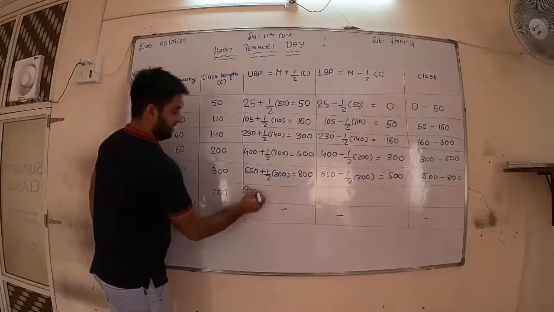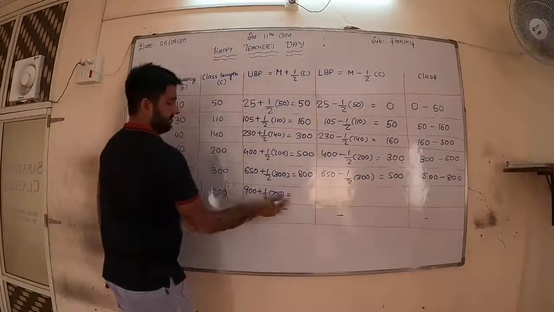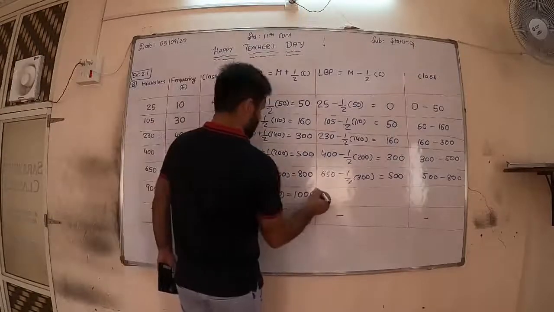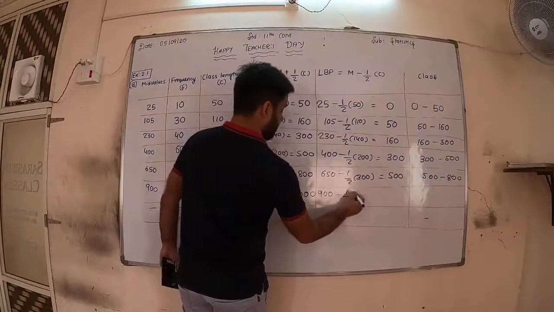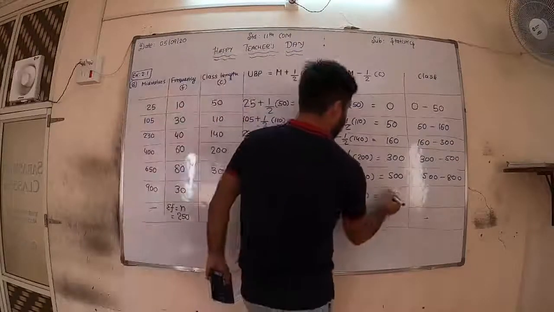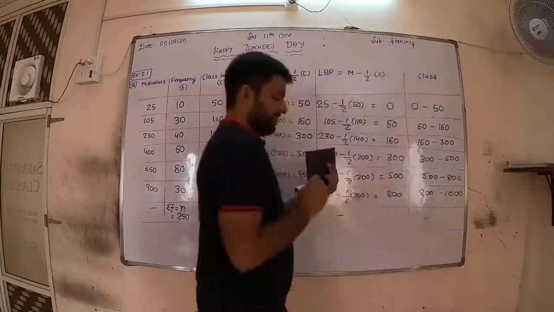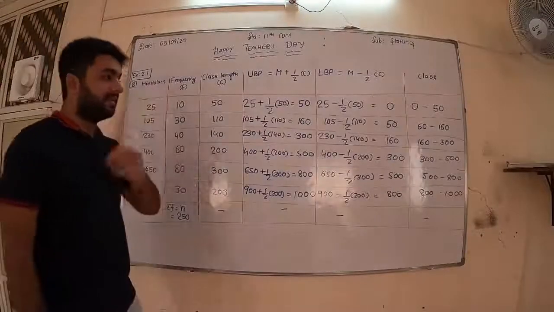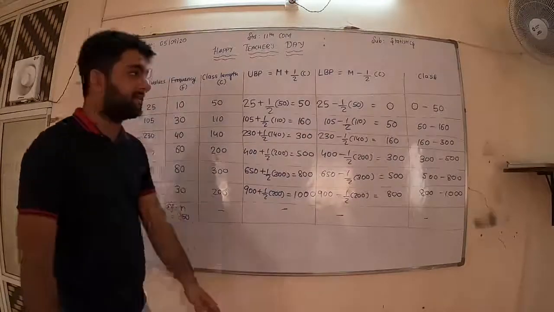Last, 900 plus 1 by 2 into 200. So it is 100, and it will be 1000. Why? 900 plus 100. Then 900 minus 1 by 2 into 200 will be 800. So 800 to 1000. They have asked only for the original distribution. They have not made it clear whether inclusive or exclusive classes, so the classes we got are the correct thing itself.